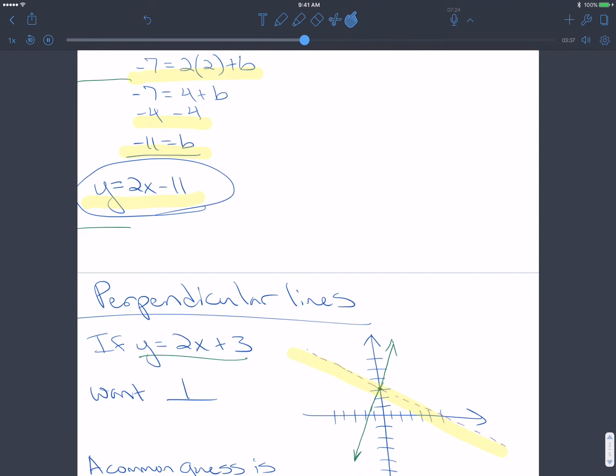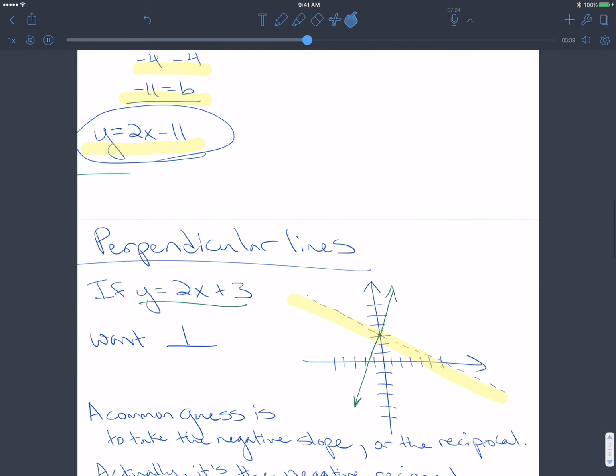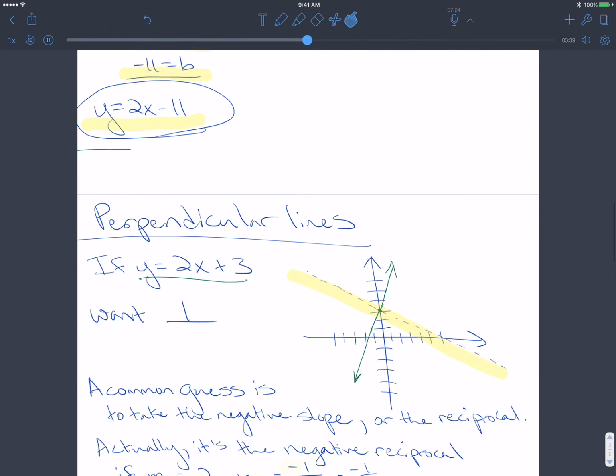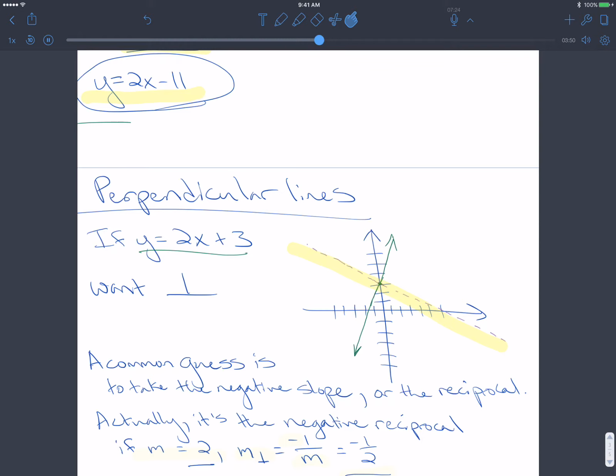A common guess for people is to think that the slope is negative or to think that the slope is reciprocal. It's actually both. It's negative and reciprocal. So what you're going to do is take the slope from the line that we have, y equals 2x plus 3, so that slope was 2. To get the perpendicular slope, which I'm denoting by m sub perpendicular, you're going to take the negative and then 1 over whatever the slope was for the other one. So if the slope is 2, like it is in the case of the line we have here, then the perpendicular slope is going to be -1/2.